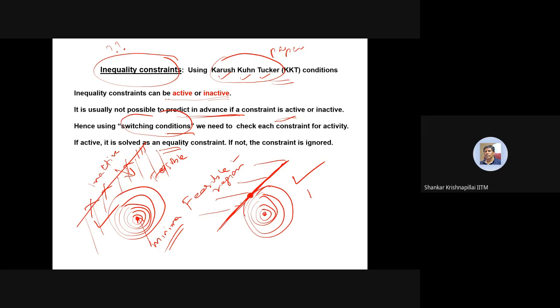If it is the first case, you only need to solve the equation of the constraint boundary and the objective function, and you will get your x star, y star on the boundary. And if the switching condition says that the constraint is inactive, you can ignore the constraint, directly differentiate the objective function and find x star, y star. So this is the problem faced by inequality constraint, which is not faced by equality constraint.